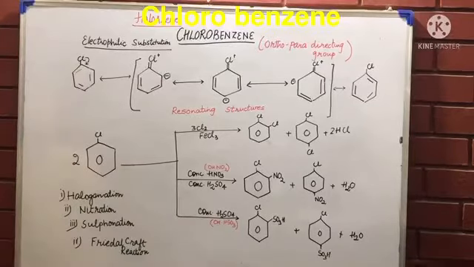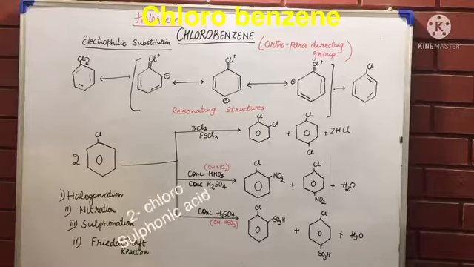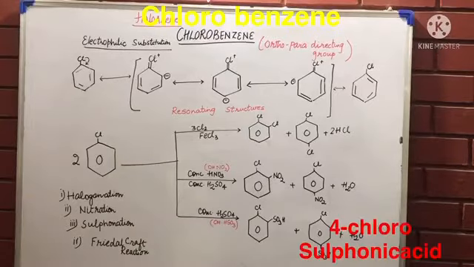Similarly, for sulfonation, only concentrated sulfuric acid will be written, and you will write down SO3H at the ortho position and SO3H at the para position. So in both the cases, one product ortho is formed and the other product, which is para product, is formed.